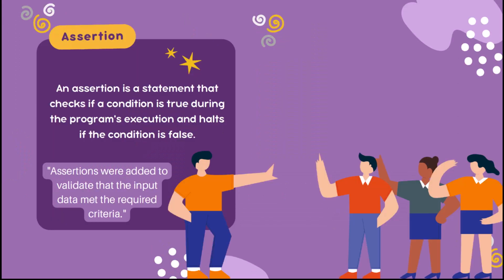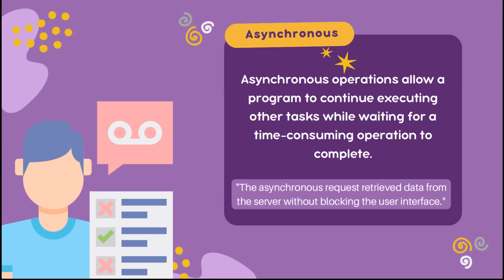Assertion. An assertion is a statement that checks if a condition is true during the program's execution and halts if the condition is false. Example: assertions were added to validate that the input data met the required criteria. Asynchronous. Asynchronous operations allow a program to continue executing other tasks while waiting for a time-consuming operation to complete. Example: the asynchronous request retrieved data from the server without blocking the user interface.